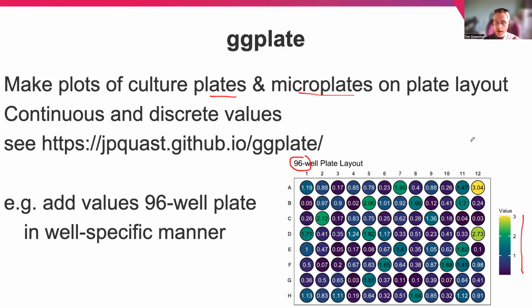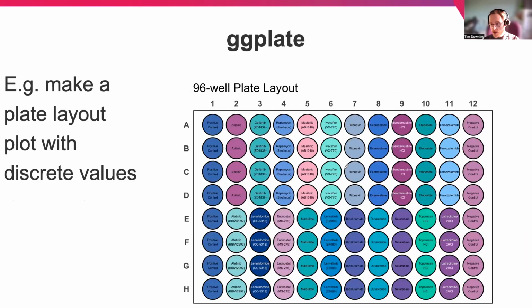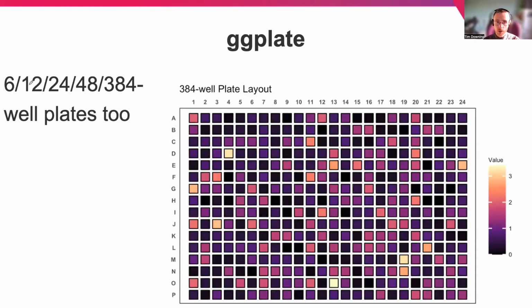So what we can do is make a plot with discrete values like the previous one, or with labels like this for particular treatments as well. You can see the colors could also have metadata incorporated there. We can do plates of different sizes as well, from 3 to 12 to 24, 48 to 384. And you can see that the legend also can vary, depending on what precisely is of interest.